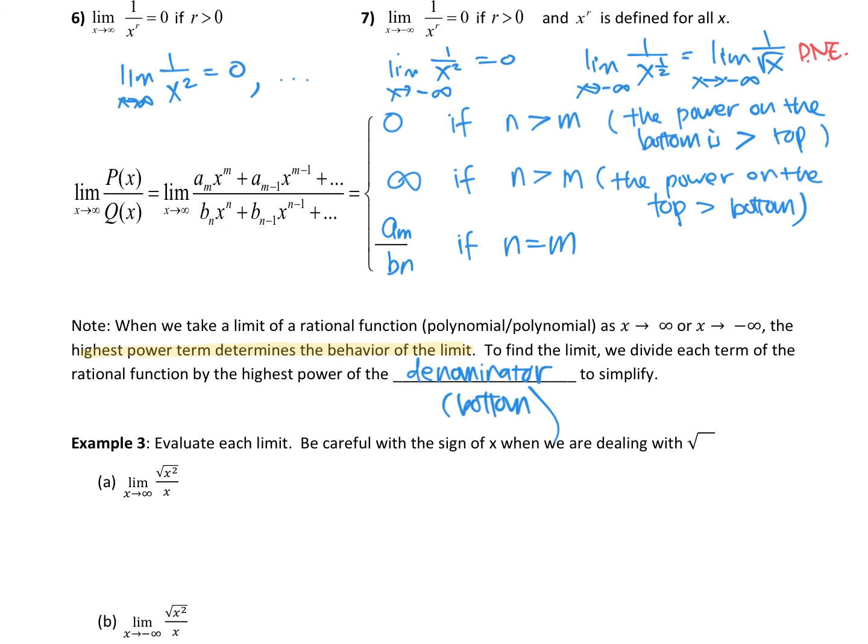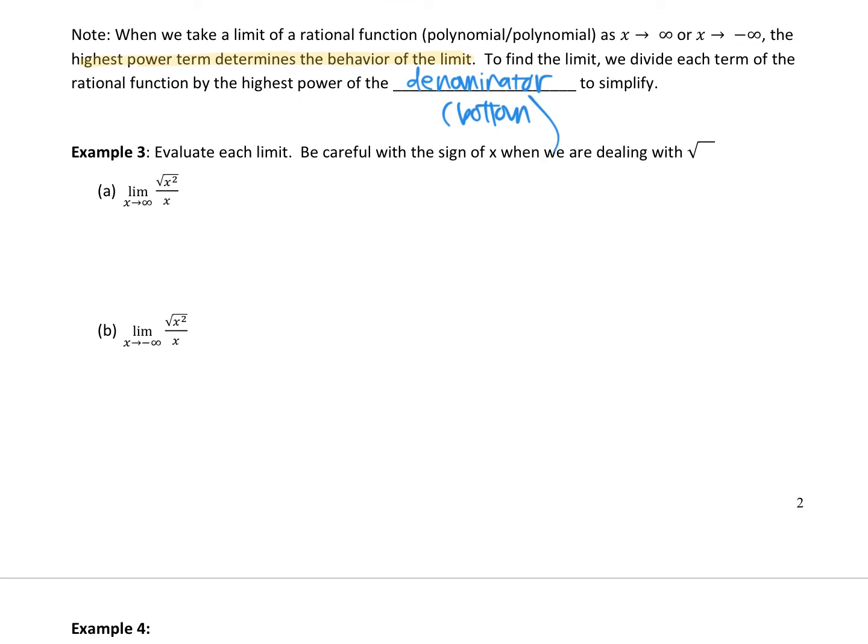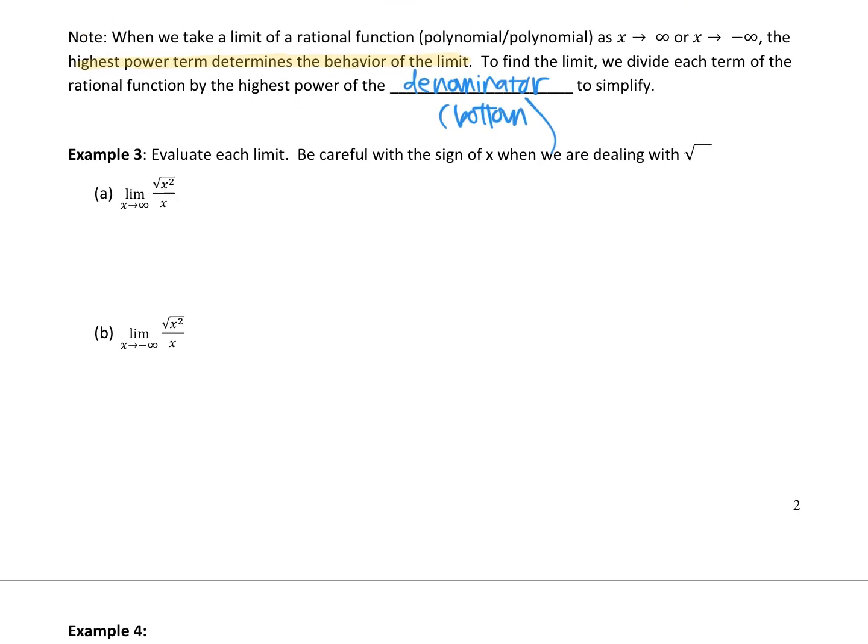All right, before we actually look at the example, let's look at one simple case, but with a little twist. The one has a square root in it. Let's look at the first one. You have the square root of x squared over x. Isn't the square root of x squared, the square root of something squared, just that?